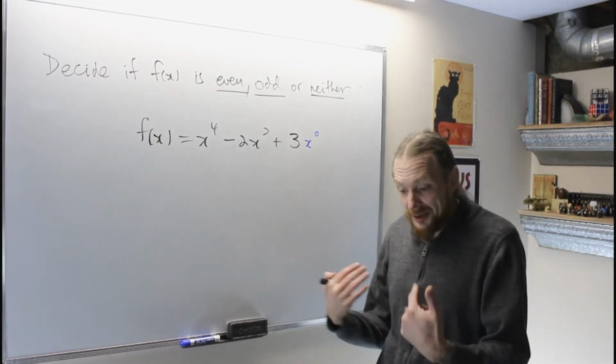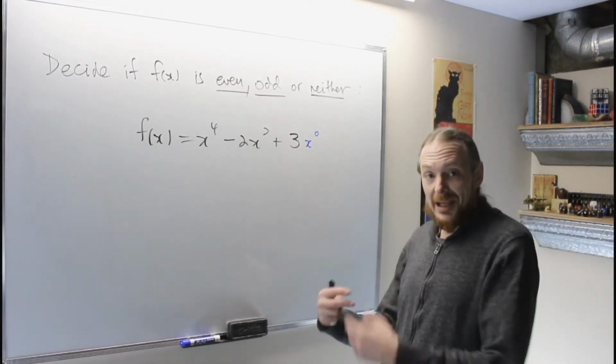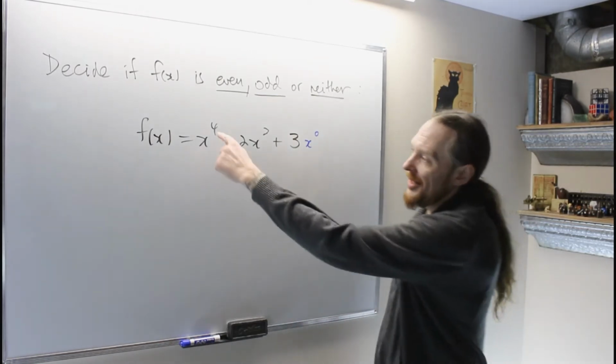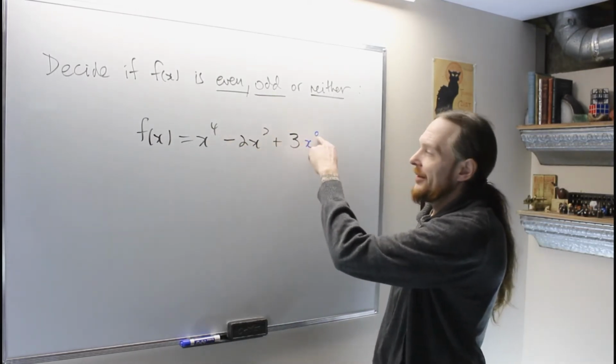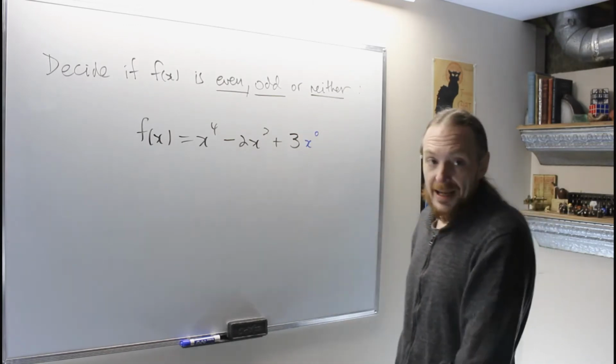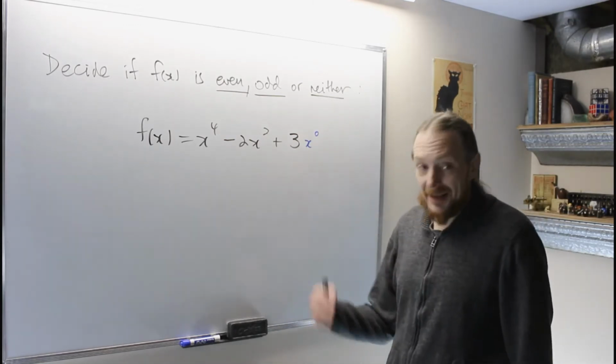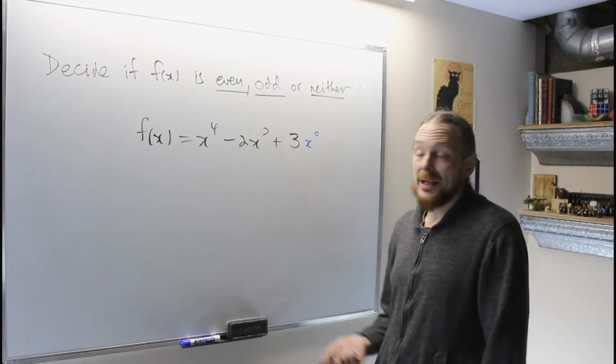So how can you intuitively get an idea on whether it's going to be even or odd? For basic polynomials, if all of the powers are even, the function will kill the negative, and then f of negative x will equal f of x, and so it's going to be an even function.